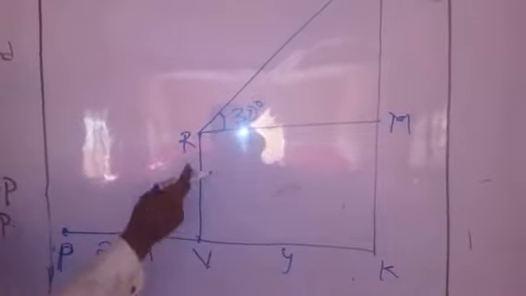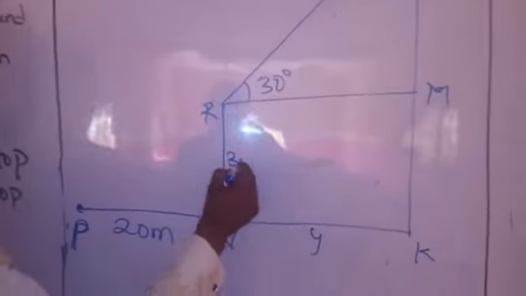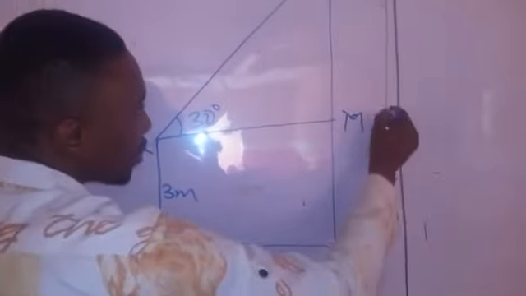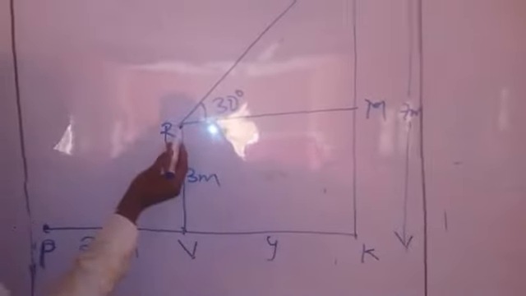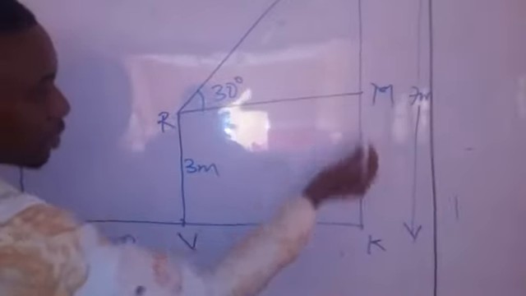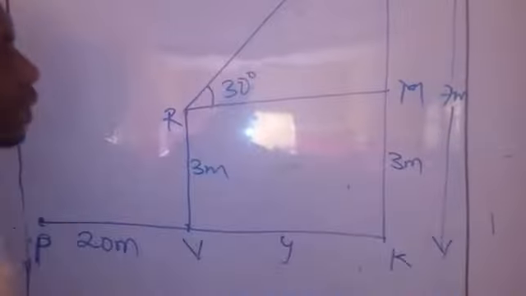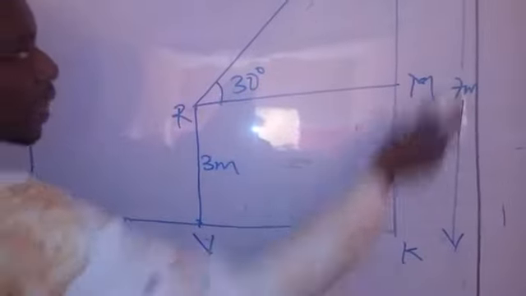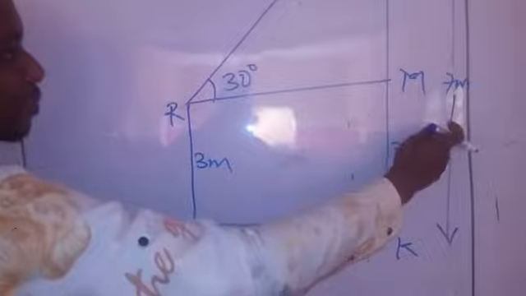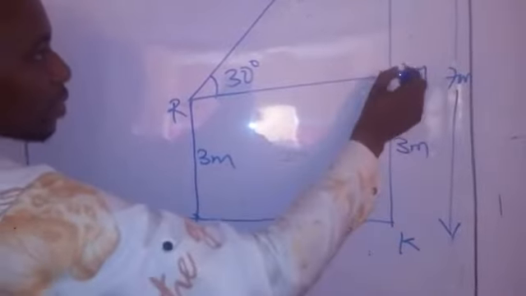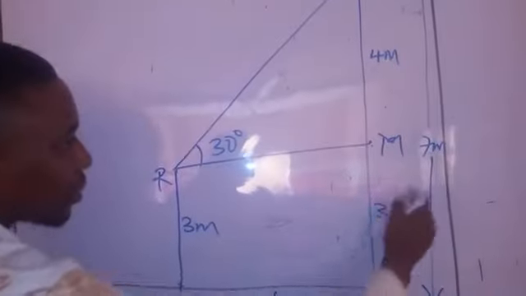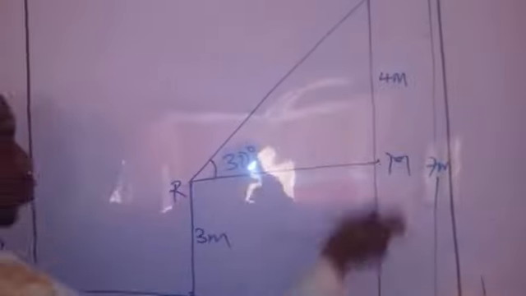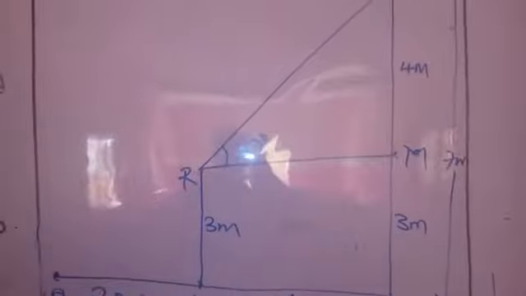Remember, you are given that the height of the smaller pole is 3 meters, while the height of the taller pole is 7 meters. And if here is 3 meters, from here to here is also 3 meters, and the total height is 7 meters. So 7 minus 3 will give us from T to M, which is 4 meters. 7 minus 3 is 4 meters. So when you add the two of them, you still get back your 7 meters.